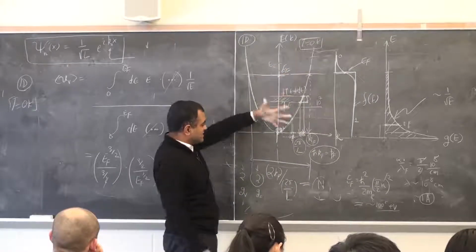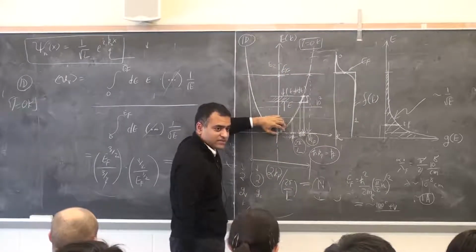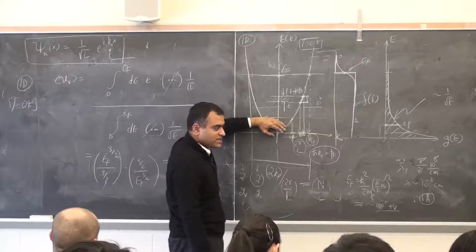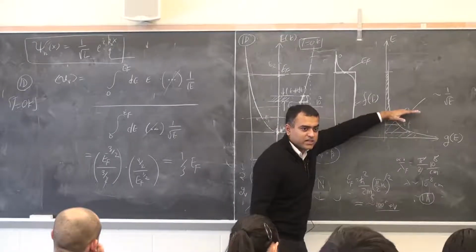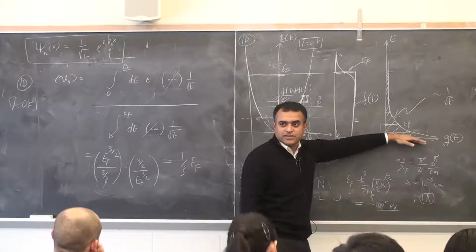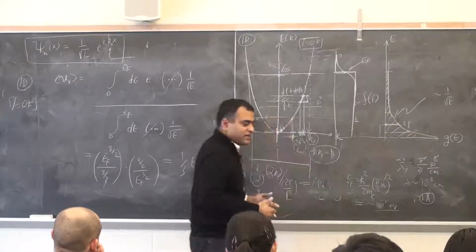Does it make sense? Yes, it does, because I have a lot more bunching of electrons at lower energies. The density of states is higher there, so it's weighted a bit towards the lower part. That makes sense. It's 1/3 of the Fermi energy.